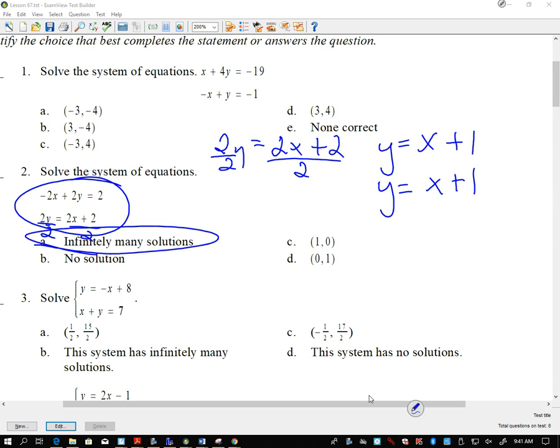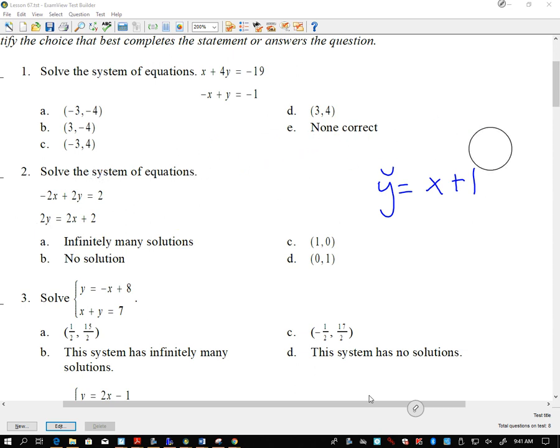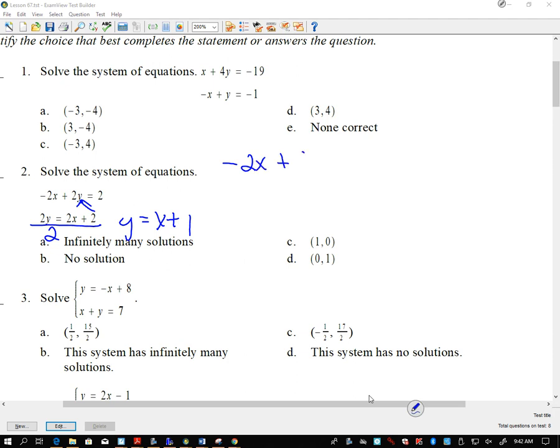Okay? Now, let's see what that looks like in a different scenario, right? We can see if they're the same equation, then they're going to be the same line. I'm going to get infinite solutions. The other thing I could do is, let's say we divided this by 2 again. That would give us y equals x plus 1, right? So I could come back up here and plug in x plus 1 for y. That would give me negative 2x plus 2 times x plus 1 equals 2. So that's giving me negative 2x plus 2x plus 2 equals 2, right?